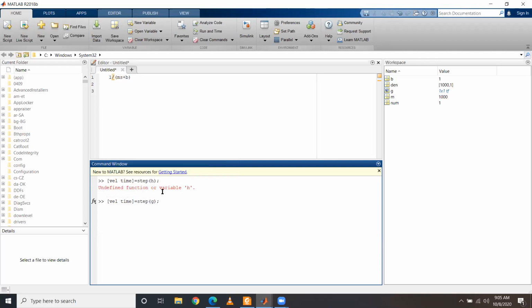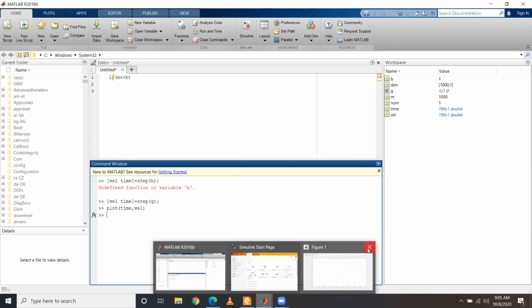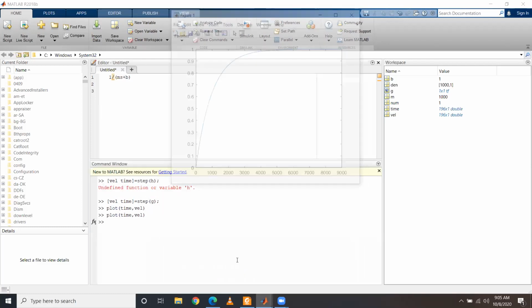our transfer function was g. So velocity, time equal to step g. Now you just use plot x-axis, which is time, comma y-axis, which is velocity. You'll get your step response. Let me cross it and then run it.